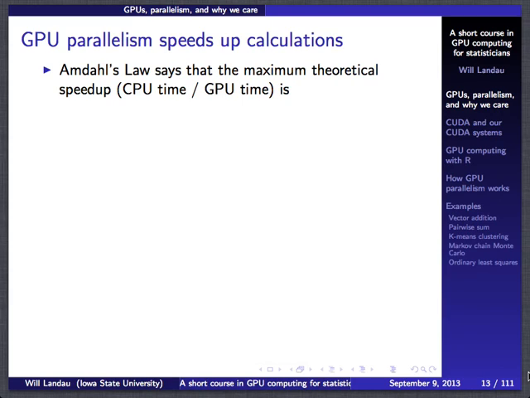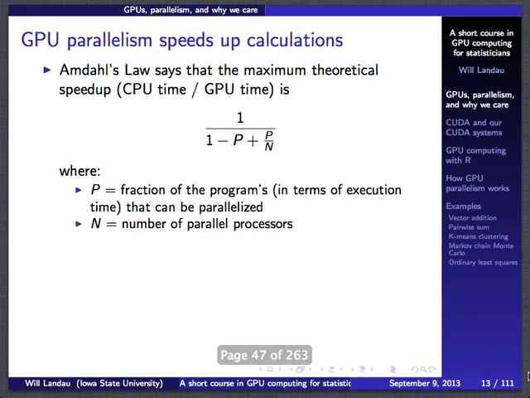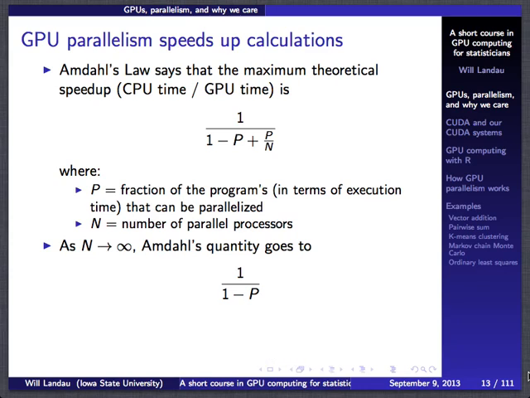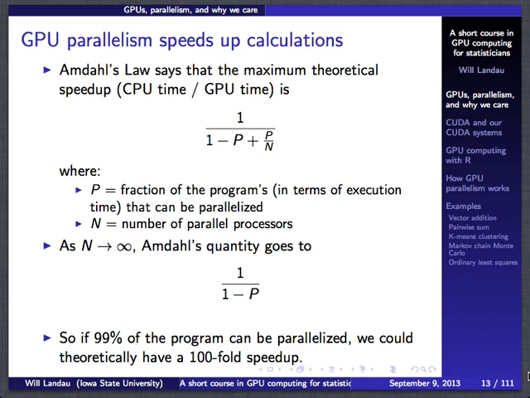Well, theoretically, you would go to Amdahl's law, which says that the maximum speed up in terms of time is this expression, where P is the fraction of the program that can be parallelized. In terms of execution time, the fraction of time in a program that can be done in parallel, and n is the number of cores, or parallel processors. As you increase the number of parallel processors, you get a speed up of 1 over 1 minus P, which becomes really good if you can parallelize something like 99% of your program. If you can parallelize 99% of it, you can get a 100-fold speed up, theoretically.